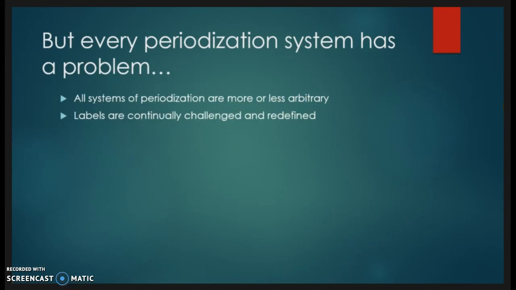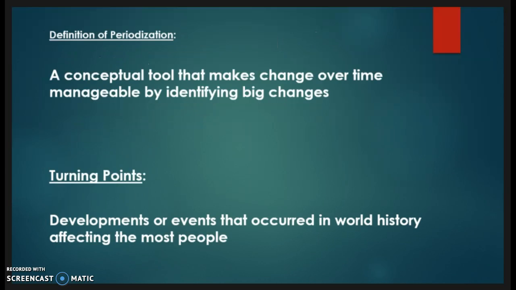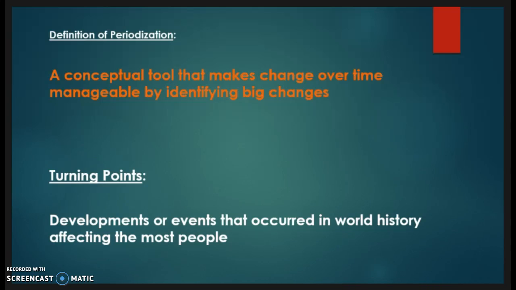But of course, every periodization system has a problem. First, all systems of periodization are more or less made up entirely by the historian and are arbitrary. And second, labels are continually challenged and redefined. In other words, periodization is a conceptual tool that makes change over time manageable for historians by identifying big changes. Those big changes are known as turning points, or developments and events that occurred in world history affecting the most people.